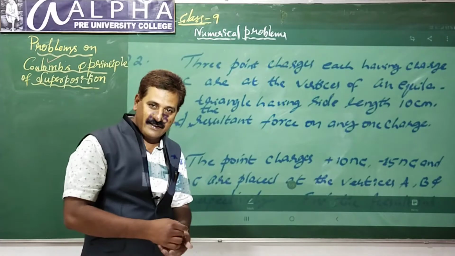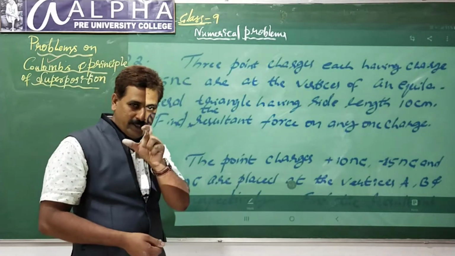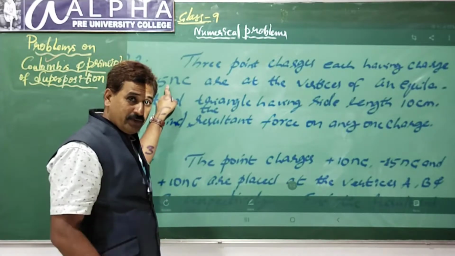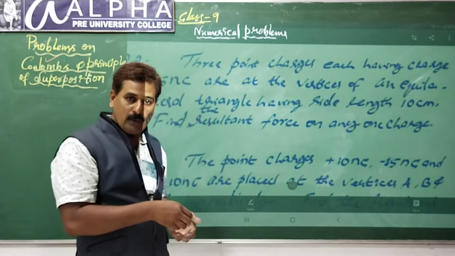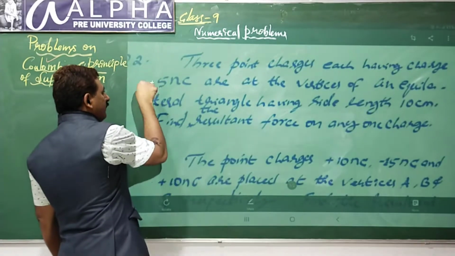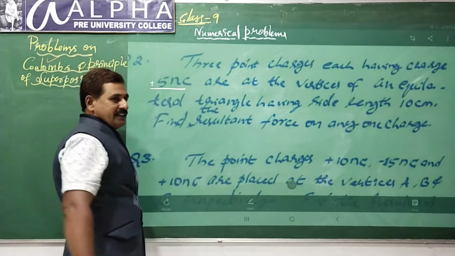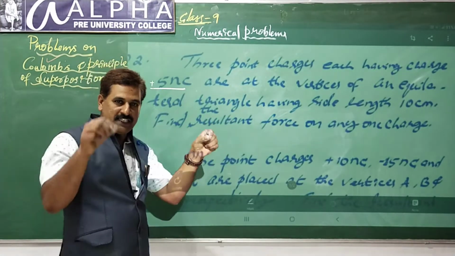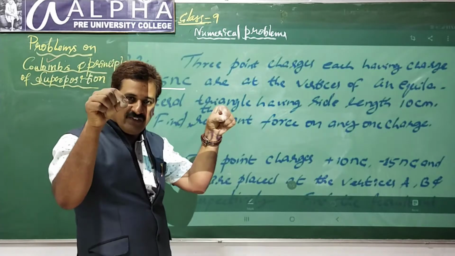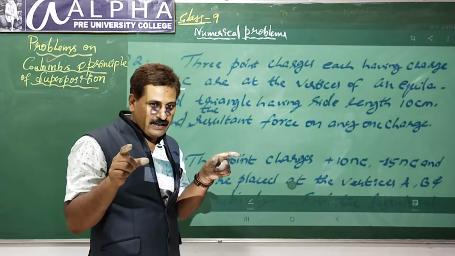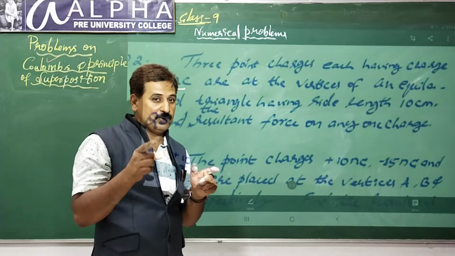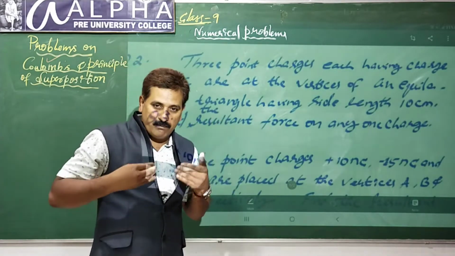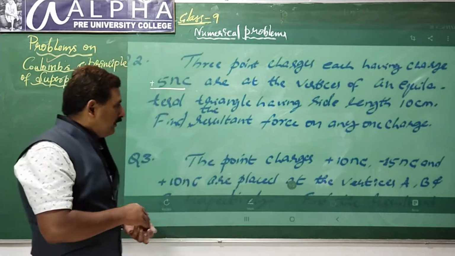Students, how many charges are there? 3. What's the magnitude of charge? 5. Charges positive or negative? If that is not mentioned in the problem, take positive. There are 3 charges, each having charge value plus 5 nanocoulomb, situated at the vertices of a triangle. Which triangle? Equilateral triangle that we used in the last session, right? This much you have kept in your mind. We'll move on to the solution now.